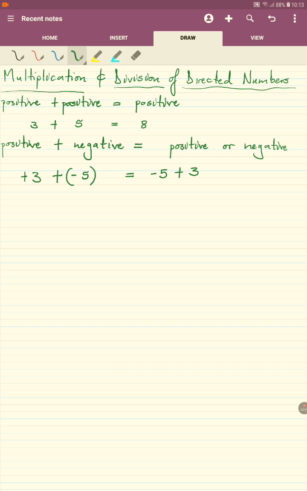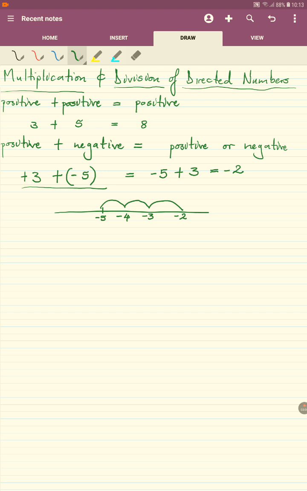So if we rewrite this question, plus 3 plus minus 5 is the same as minus 5 plus 3, and if we apply the number line, we just start at minus 5 and we're adding 3. That's 1, 2, 3, and this is minus 4, minus 3, minus 2.